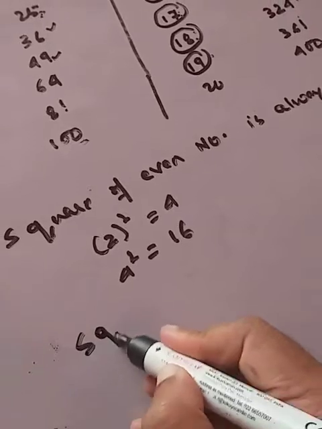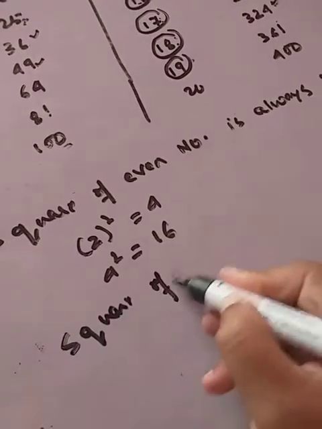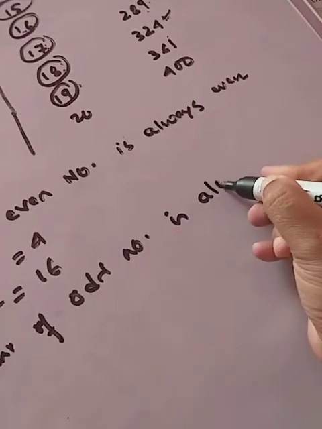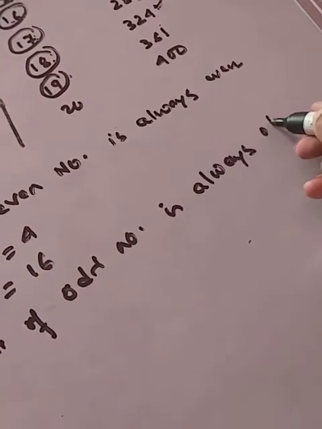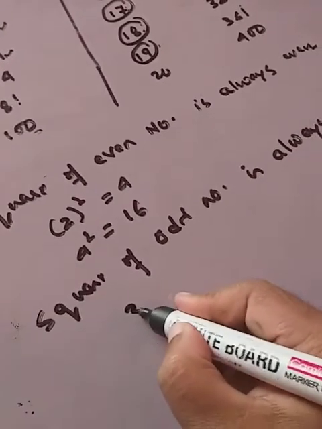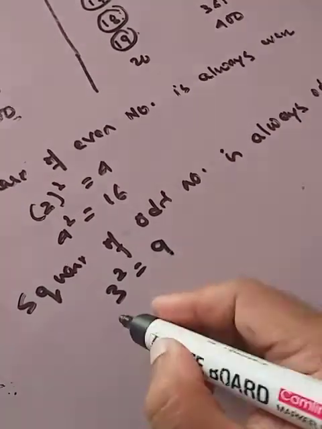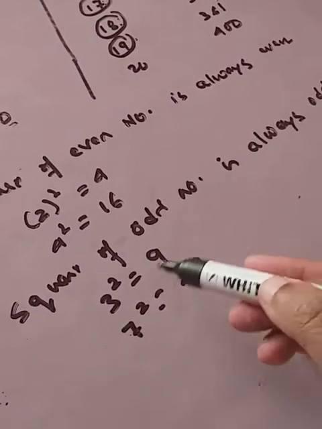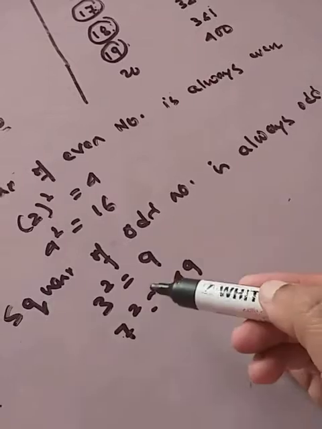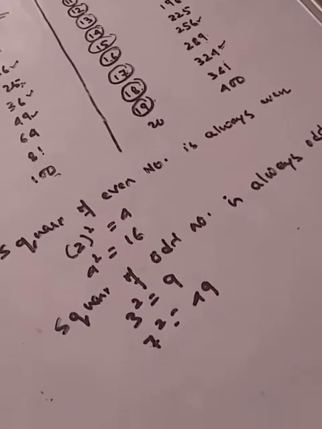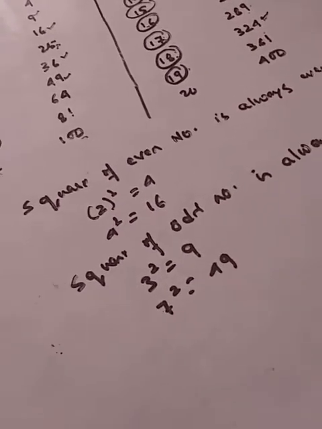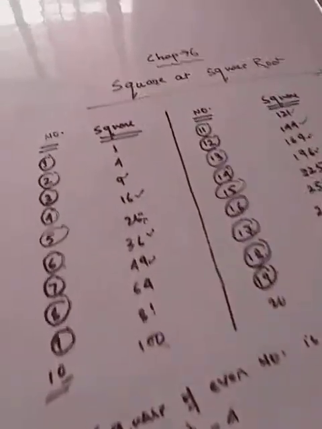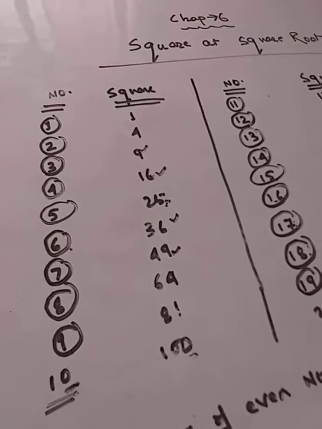Similarly, the square of an odd number is always odd. Let's check it out. Suppose 3, square of 3 is what? 9. 7, square of 7 is what? 49. You see, the square of any odd number is always an odd number. Understood?